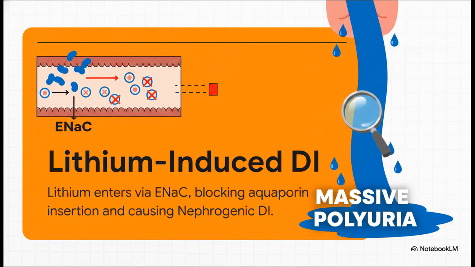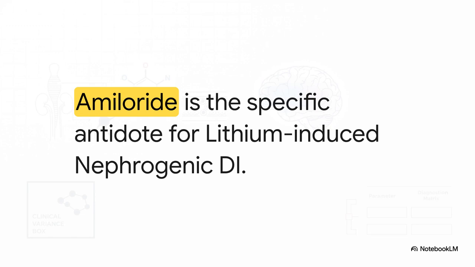Lithium involves a really discrete molecular mechanism. It's unique because it directly enters the principal cells of the collecting duct via epithelial sodium channels, or ENaC. Once it gets inside, it mechanically interferes with the intracellular signaling required to insert aquaporin channels into the membrane. And without aquaporins, water simply cannot be reabsorbed, driving massive polyuria. So here is your high-yield absolute.